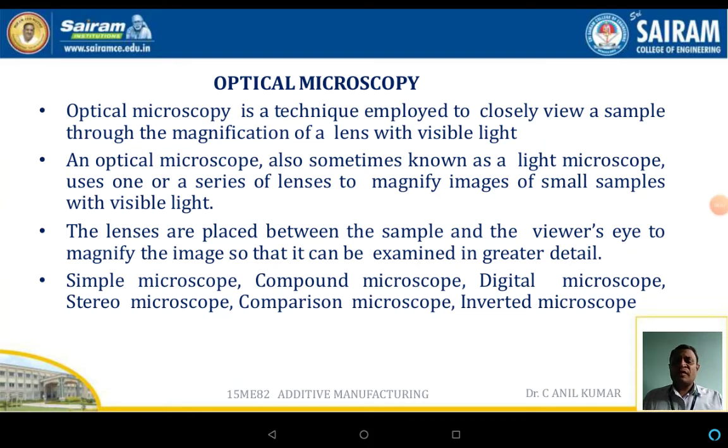Hello, welcome back for the further topic in nanomaterial and characterization. In this, now we are discussing optical microscopy. This optical microscopy comes under the topic of characterization.